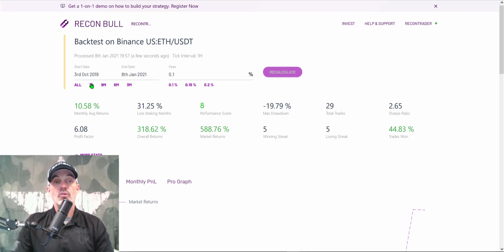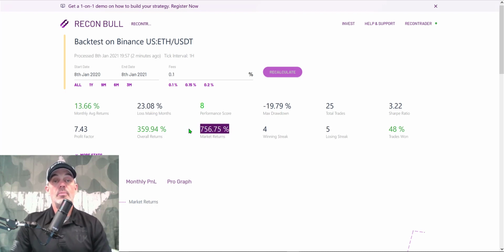So let's break this down to a 1-year time frame, January 8th, 2020 to 2021. And our performance is still excellent, 359% return. Obviously, the market return in the last couple days, ETH has gone parabolic. There's no way for you to know that's going to happen. So in order to be able to beat that market, not realistic. And again, this bot was designed for long-term trading. And so I don't know anyone who would be unhappy with the 360% return.